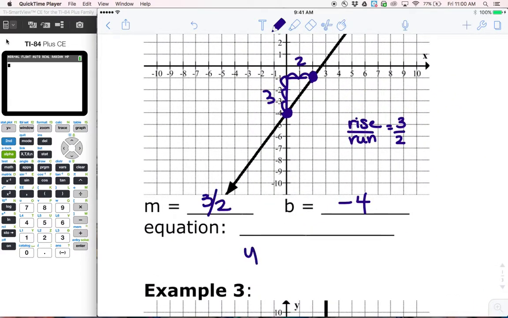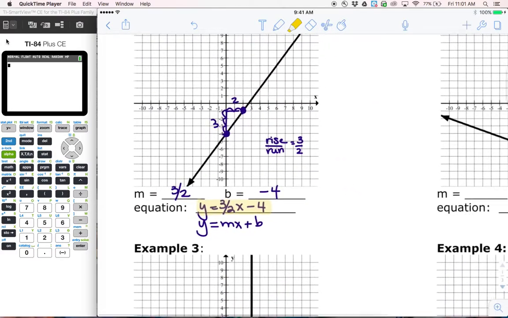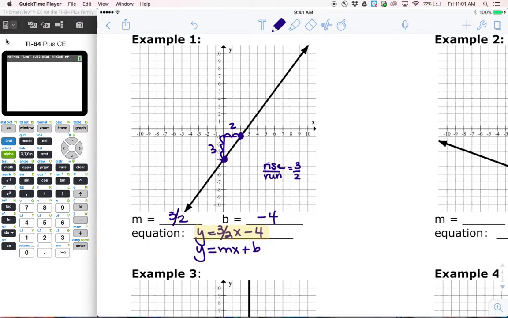So when I'm writing my equation, y equals mx plus b, the m goes in the front. So we got y equals 3 over 2x, and then plus b. But since mine is a -4, I'm just going to say -4. I don't need to say plus -4. I can just say -4. And there is my equation. That's it, right? It's not super complicated as long as you remember to always check, is this a positive slope? Yes, it is. Okay. Let's look at problem 2.